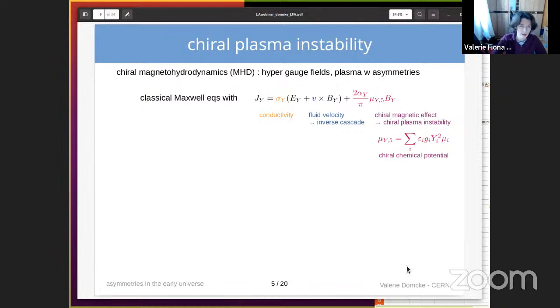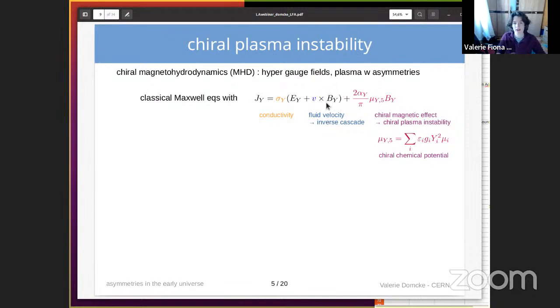So how this works in MHD is you basically couple classical Maxwell's equations with an effective current, which sources these classical Maxwell's equations. And this effective current has the term you would expect, which is conductivity times electric field. That's just the standard Ohm's law current that you would expect. Then the current also has a contribution which is sourced by the velocity of the plasma and the magnetic field, right?